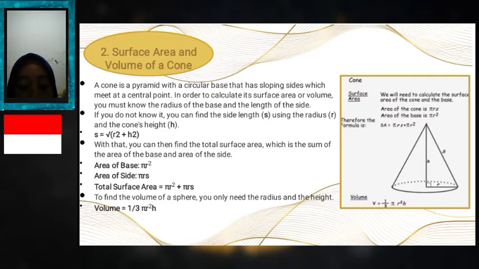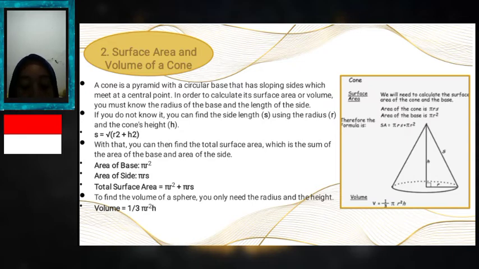For the cone surface area, we will need to calculate the surface area of the cone, and the base area of the cone is based on r and the cone height. With that, you can find the total surface area, which is the sum of the area of the base and the area of the side. The formula.